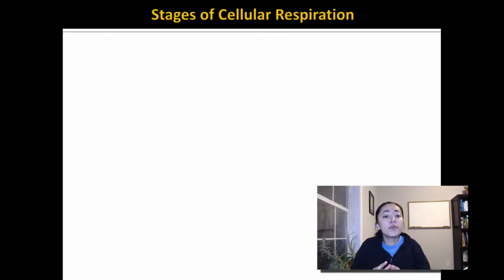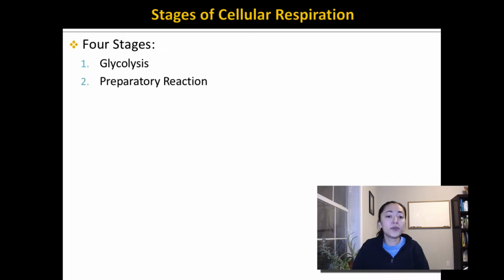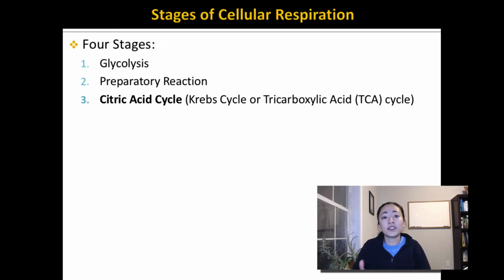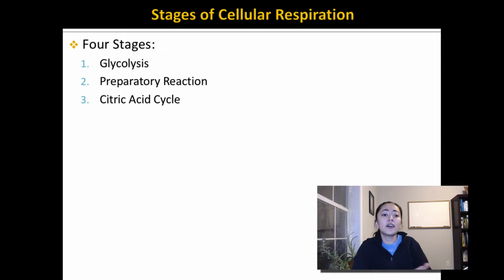Okay, now I think we have built a strong enough foundation to dive into the steps of cellular respiration. Cellular respiration has 4 main stages. The first stage is called glycolysis. The second stage is the preparatory reactions. The third stage is called the citric acid cycle, but you may also see it called the Krebs cycle or the tricarboxylic acid cycle or TCA cycle, but I will refer to it as the citric acid cycle for the rest of this video. And then the final stage of cellular respiration is called the electron transport chain, often abbreviated as the ETC.